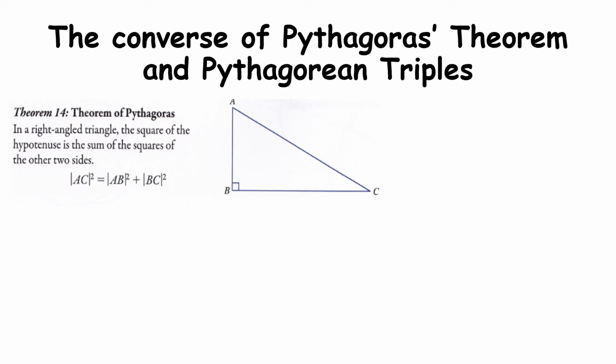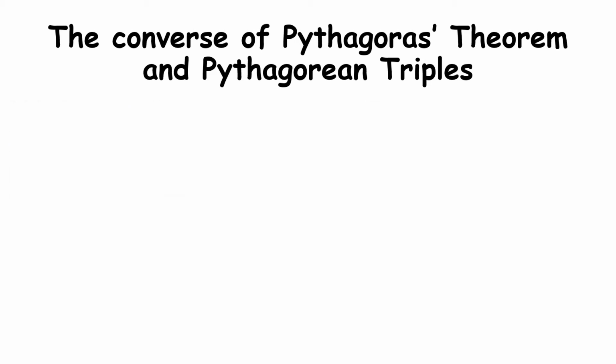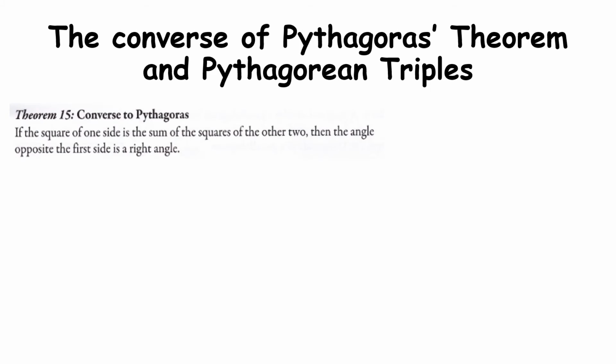So here we have the theorem of Pythagoras, which basically tells us that the square of the hypotenuse is equal to the sum of the squares of the other two sides. This is specifically when we have a right angle triangle. The converse of this theorem says if the square of one side of a triangle is the sum of the squares of the other two, then the angle opposite the first side is a right angle. So basically, if we don't know that the triangle is a right angle triangle, we can use Pythagoras' theorem to prove that it is. And we know then whatever side is the longest must be the hypotenuse.